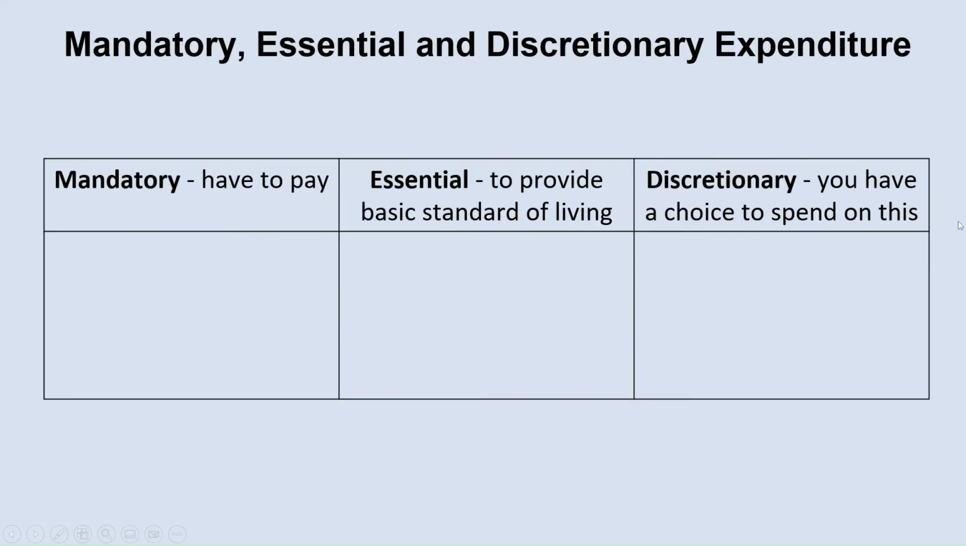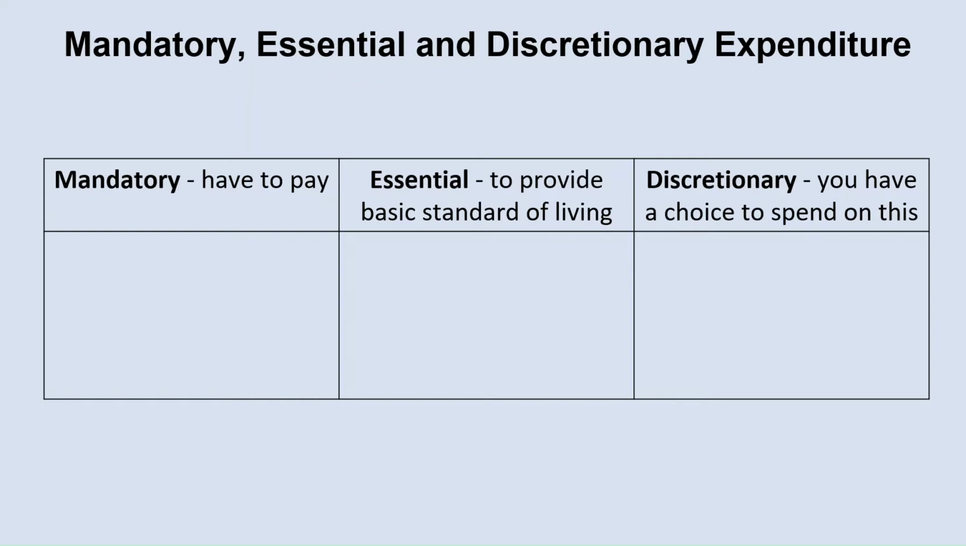So what's the difference between mandatory, essential and discretionary expenditure? Well, mandatory is items of expenditure that we have to pay. These are things like council tax if we live in a house in the UK, for example. Essential expenditure, on the other hand, is those things we have to spend money on to provide a basic standard of living for ourselves: food, water, shelter.